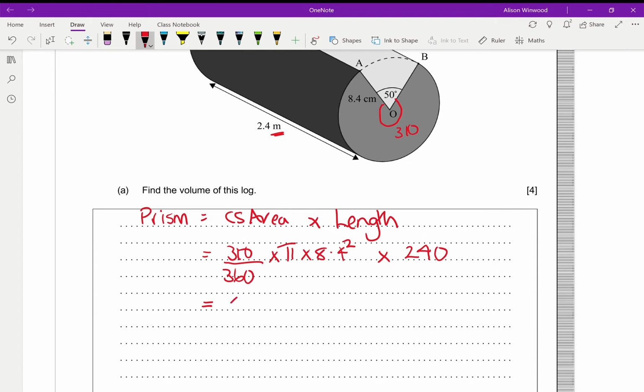So we end up with 45811 centimeters cubed. IB says we round to 3 significant figures, so 45800 centimeters cubed to 3 significant figures.